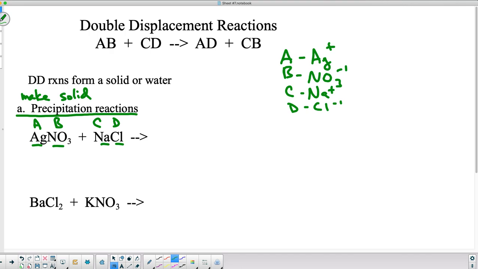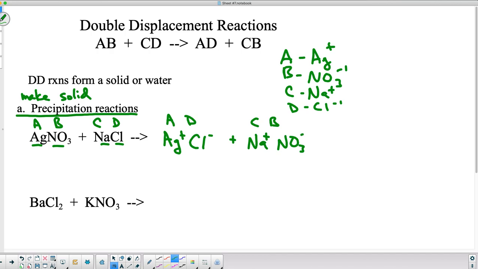Now the A doesn't move, the A stays still, and the D goes with the A. So that means I'm putting Ag with a +1 and Cl with a -1 together, and then plus, and then I go CB. So the C is the Na with a +1 and the NO3 with a -1.